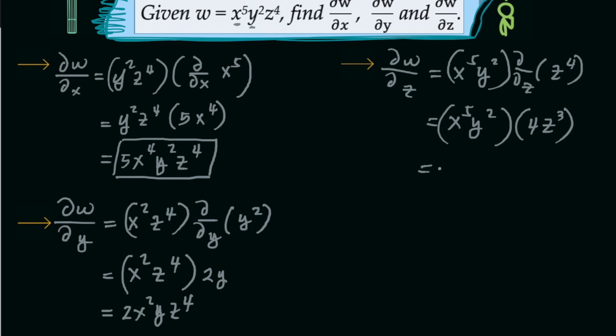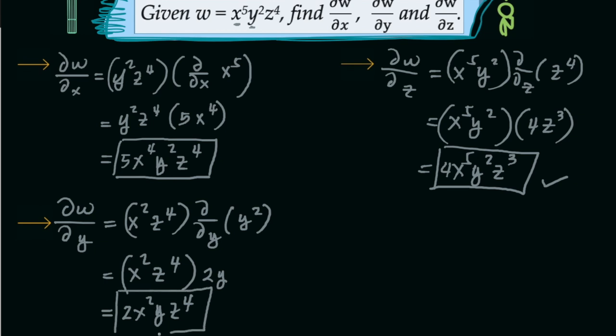So the answer will be 4x to the fifth power y squared z raised to the third power. This is now the partial derivative of w with respect to z, and this is the partial derivative with respect to y, and this is the partial derivative with respect to x. That is all about example number 2.